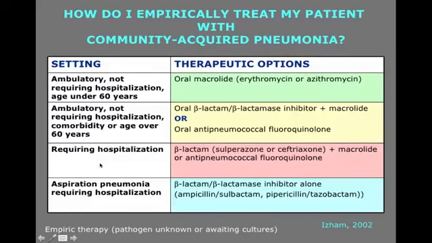And then if they require hospitalization, you'll pretty much do the same therapy, but you'll give it IV. And then for aspiration pneumonia, like I said, you want to do the beta-lactamase inhibitor IV, so piperacillin tazobactam, which was our answer here. Or you can, as I mentioned, do carbapenems.